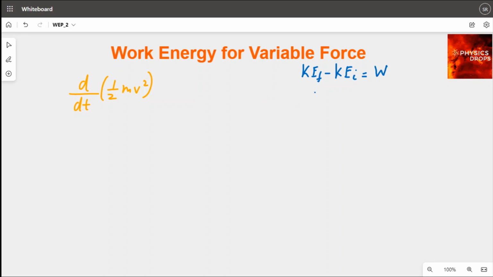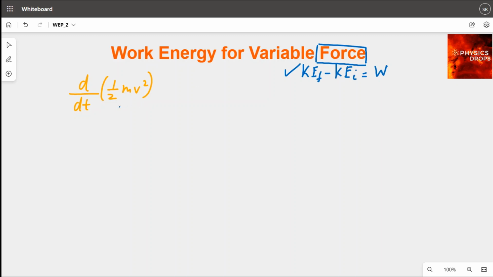We know that kinetic energy final minus kinetic energy initial gives us the work. Now, in all cases, the net force that's acting on the object is not always constant. So, what happens if the force is variable? Let's try and derive the equation for the relation between work and energy.